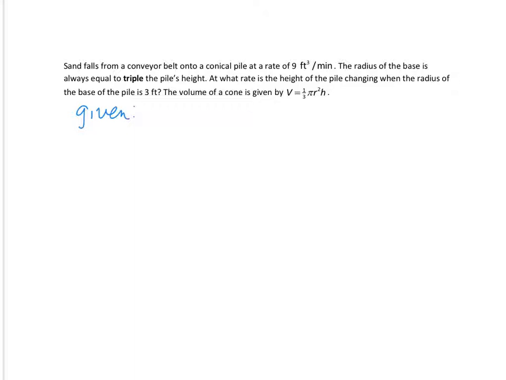We're told that the sand is falling at a rate of 9 cubic feet per minute. That's the rate of change of volume with respect to time. So as the sand falls at that rate, that means that the conical pile, which it's creating, is growing. Its volume is changing at the same rate. So we're given that the rate of change of volume with respect to time, dV/dt, is 9 cubic feet per minute.